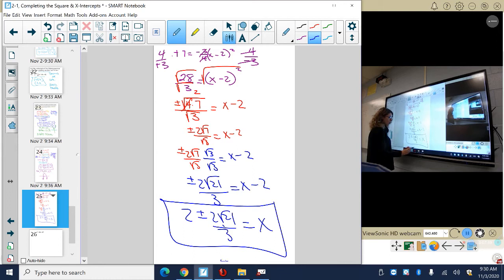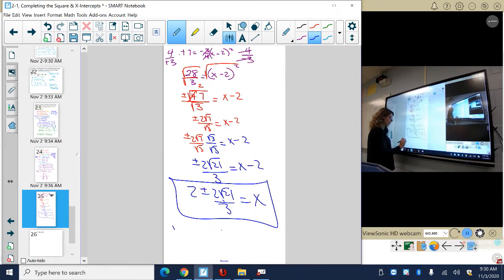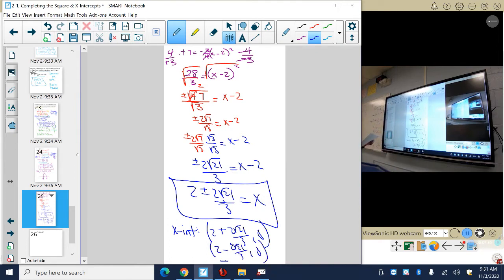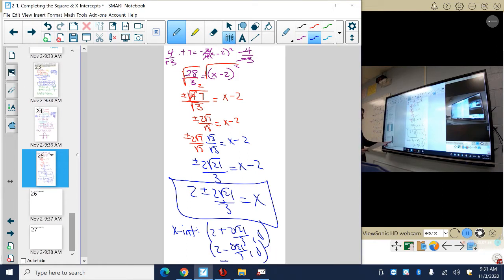So those are going to be your x-intercepts. So what would you write on your line? 2 plus 2 square roots of 21 over 3, comma 0. And 2 minus 2 square roots of 21 over 3, comma 0. That's number 4. Okay, so that leaves you 2 to do on the front.